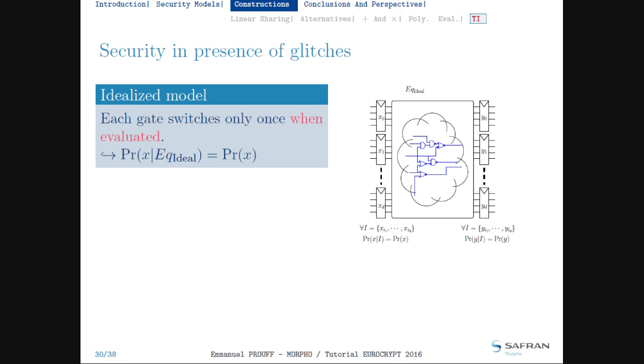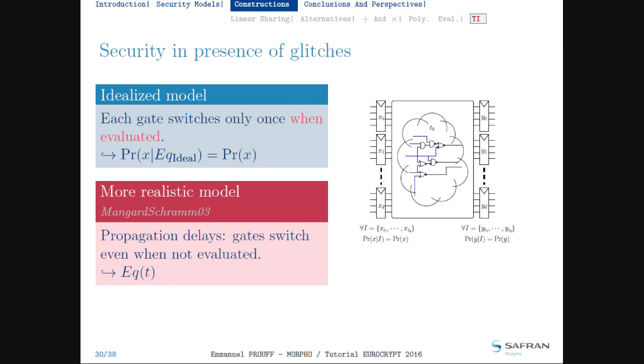If you split the processing into a sequence, we assume that each gate associated to an operation is active only when the operation is needed. But it's not true in practice. In practice, all the gates of a circuit are active every time. So they can evaluate the output even when the two inputs of the gate are not already there. So for instance, this is the ideal model. I'm assuming that all the gates act at the same time.